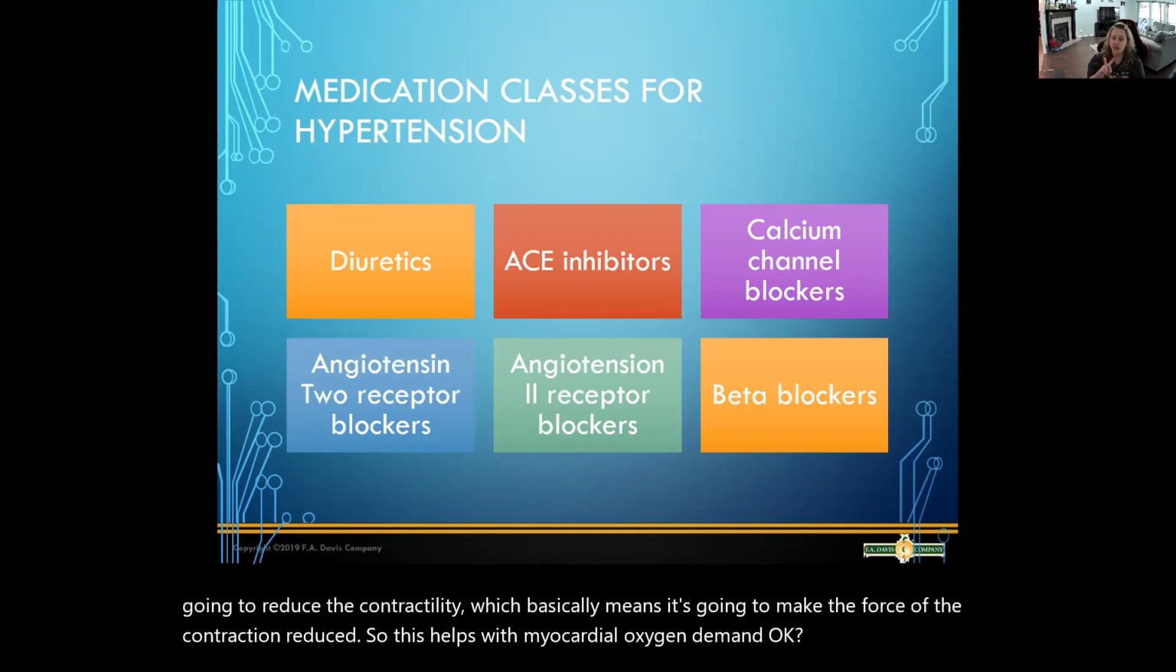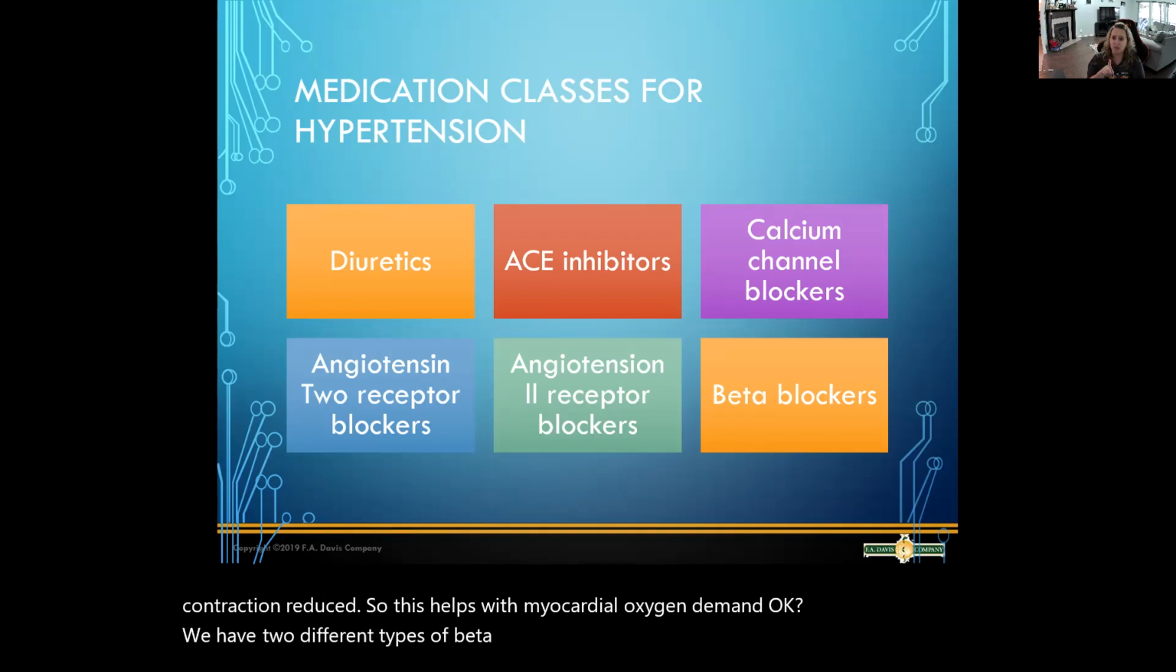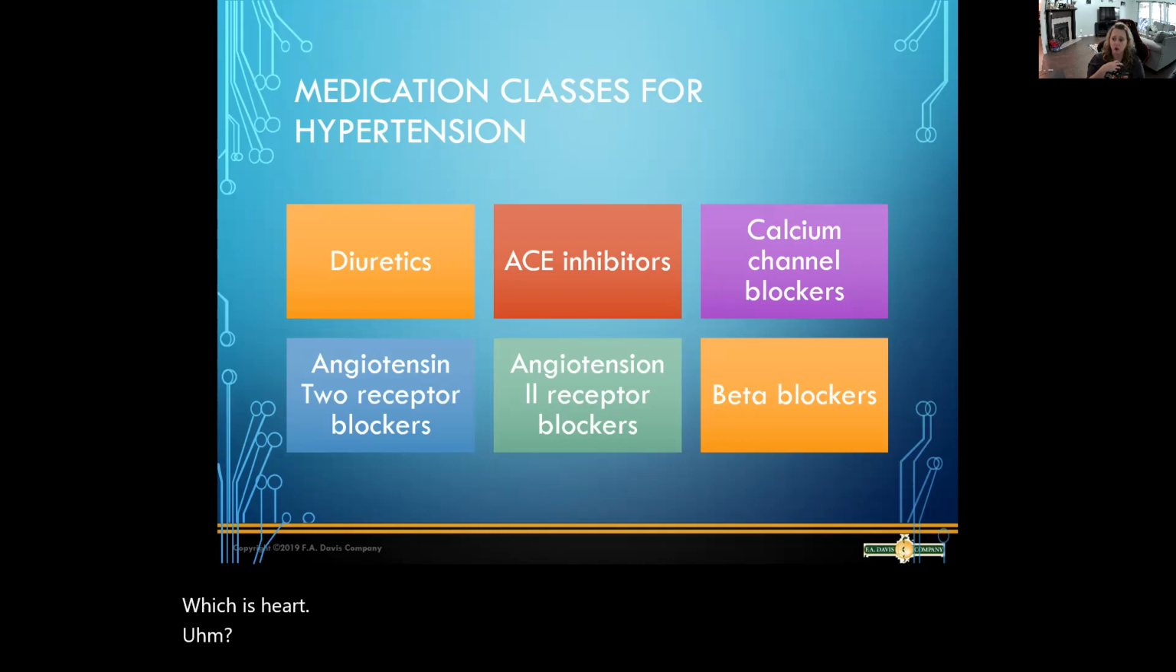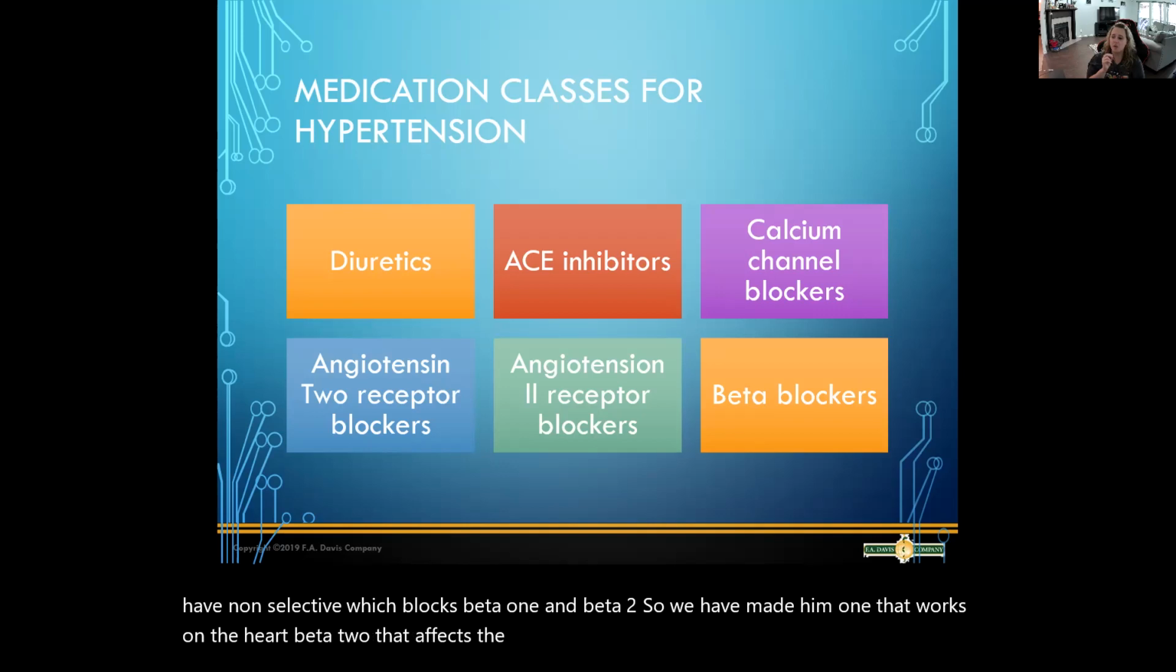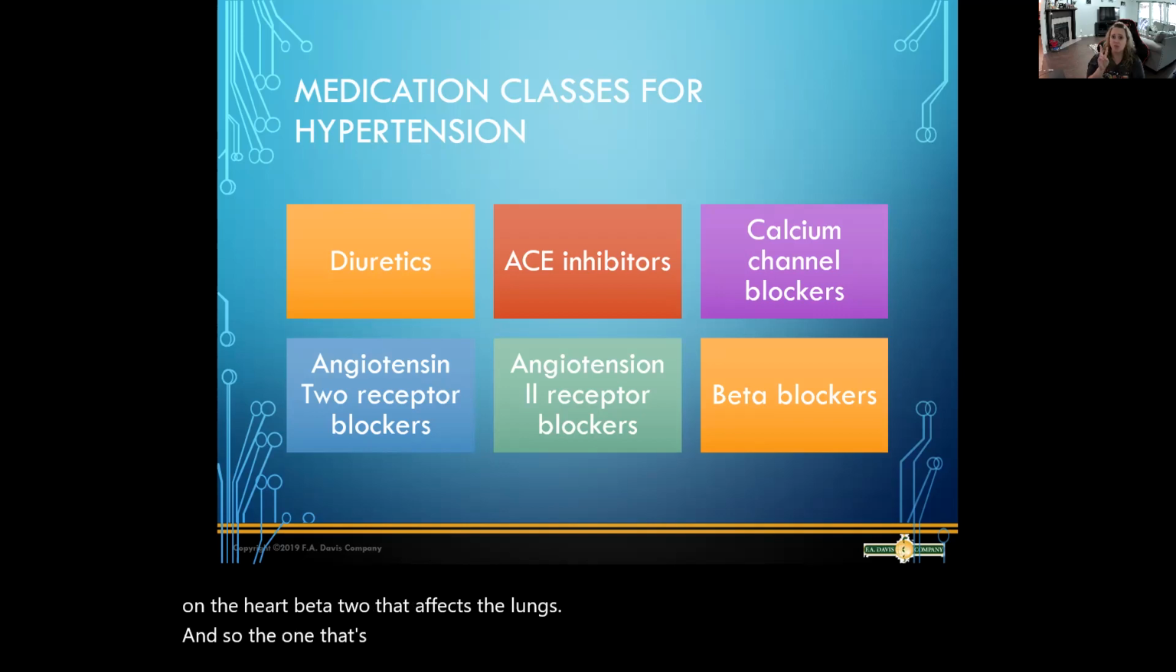We have two different types of beta blockers. We have a beta 1, which is heart selective, so that works on cardiac. These would be like metoprolol and atenolol. And then we have non-selective, which blocks beta 1 and beta 2. So we have beta 1 that works on the heart, beta 2 that affects the lungs. And so the one that's non-selective will block both betas, heart and lung. And those are propranolol, labetalol, carvedilol.